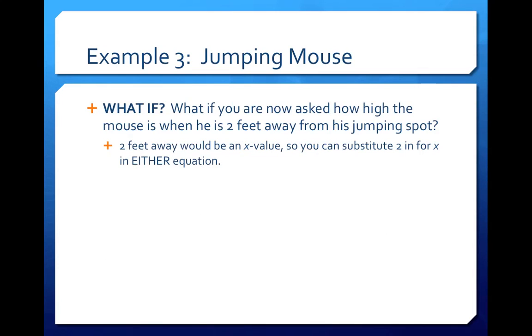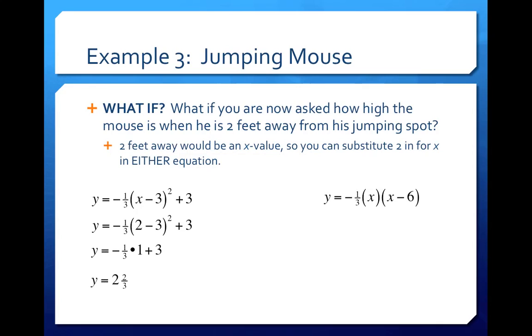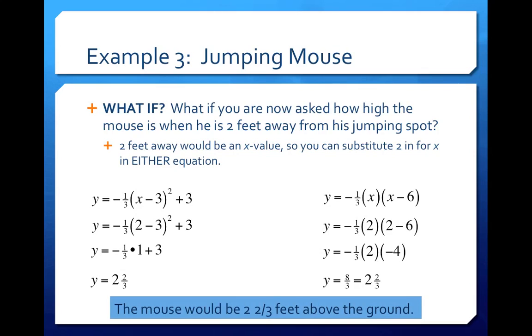Now, what if in this case we were additionally asked how high the mouse would get when he was 2 feet away from his jumping spot? Well, 2 feet away would be the horizontal distance, and that would be the x value. So using either of these equations, we can now substitute 2 in for x and solve it out. And we end up with y equal to 2 2/3 either way. So when the mouse is 2 feet away, he would be 2 2/3 feet above the ground.